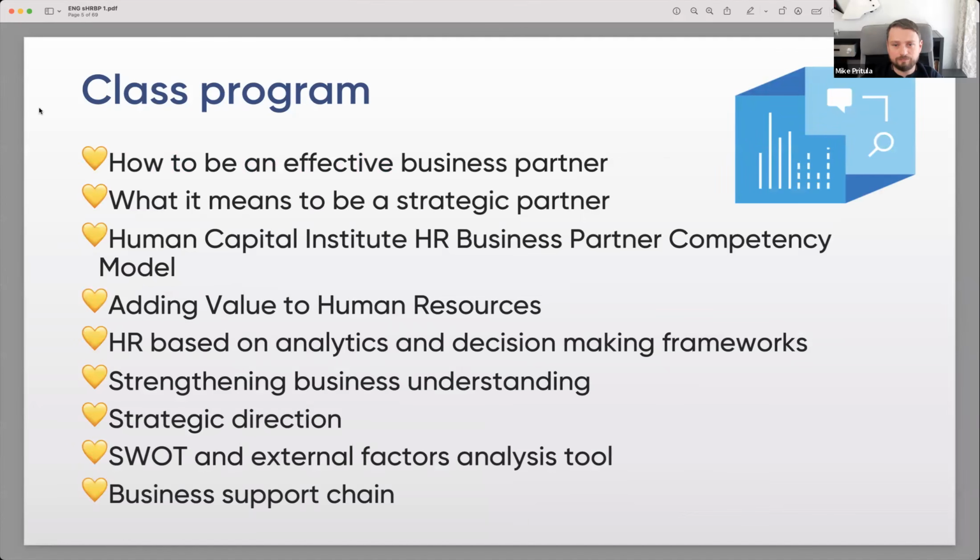Our today's class program is as follows: how to be an effective business partner. We will learn about this role, like competencies, some data, some analytics, some statistics, what it means to be a strategic partner. We will learn the Human Capital Institute HR Business Partner competency model and framework. And then we will talk about some basic business understanding, like adding value to human resources, HR based on analytics and decision-making frameworks, strengthening business understanding, strategic direction, SWOT analysis and external factor analysis, which is PESTEL, and business support chain. So let's start our journey.